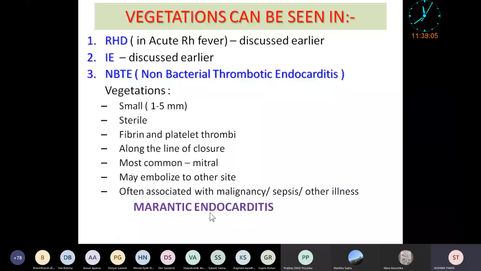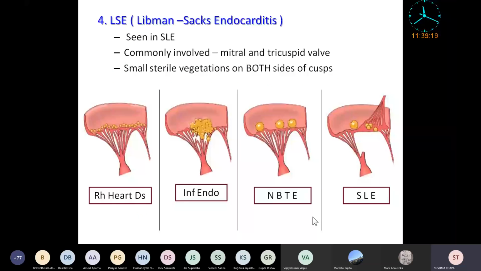And here, if it is associated with malignancy, sepsis, and other illness, usually they are associated with these conditions, and that time it is known as marantic endocarditis. Now, next is the vegetation which is seen in autoimmune conditions like SLE, systemic lupus erythematosus. So that time it is known as Libman-Sacks endocarditis.